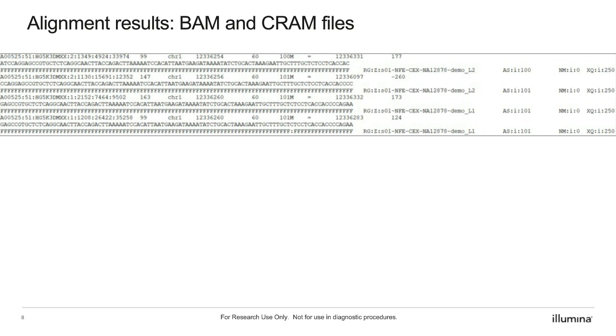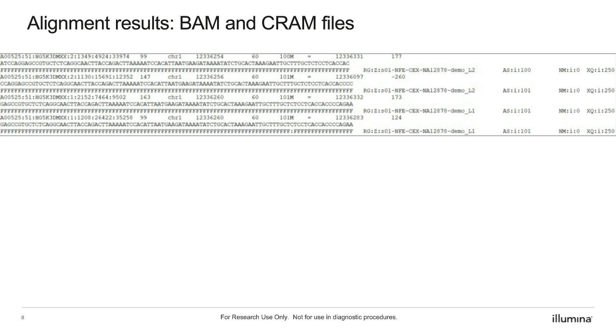So DRAGEN outputs alignment results in BAM or CRAM format. These output formats are common and are output by most aligners, both Illumina aligners and other third-party aligners. BAM and CRAM files contain alignment results. BAM stands for Binary Alignment Map File. A CRAM file is a compressed BAM file. BAM and CRAM files are in binary format.